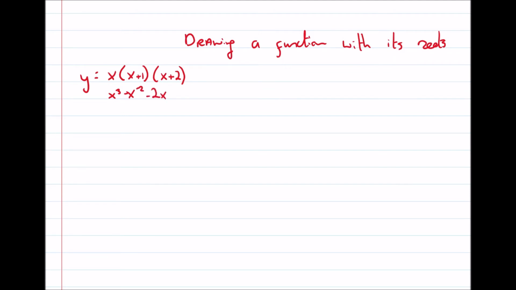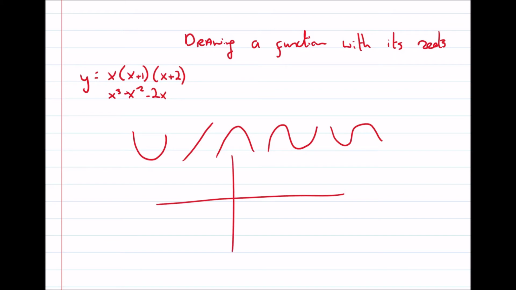So what we need to know when we're drawing this is, first of all, the shape it's going to be. Is it going to be like this, like this, like this, or like this? And the second thing then, the points where it crosses the x-axis, like here, here, or here. If we know that, well, then we could sketch it. We could give it a rough sketch anyway.